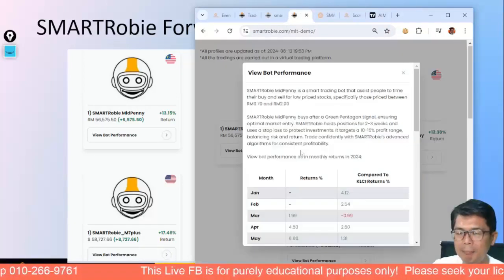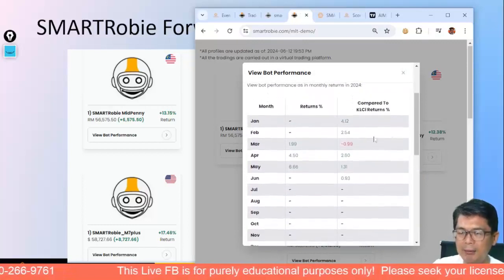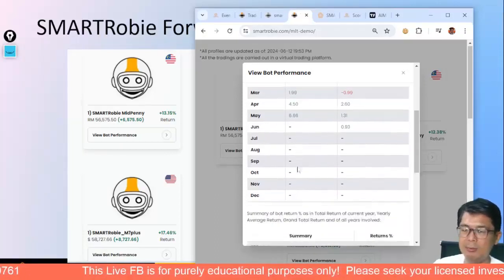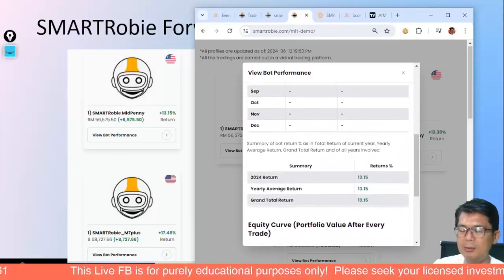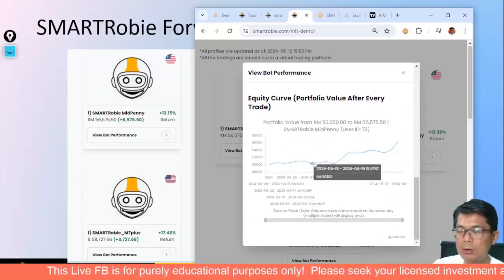Okay, this is mid-penny, and you can see it outperformed the KLSE return. That's about 2% return for the month, 4.5% return for the month. May was good, 6.6% return for a month. And you can see the kind of stocks that they bought, Ibraco.